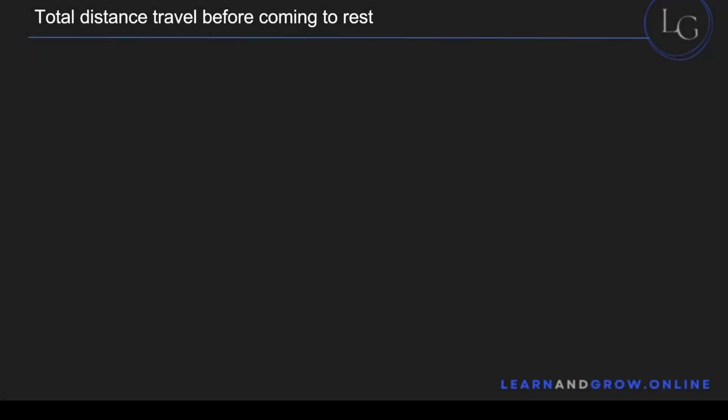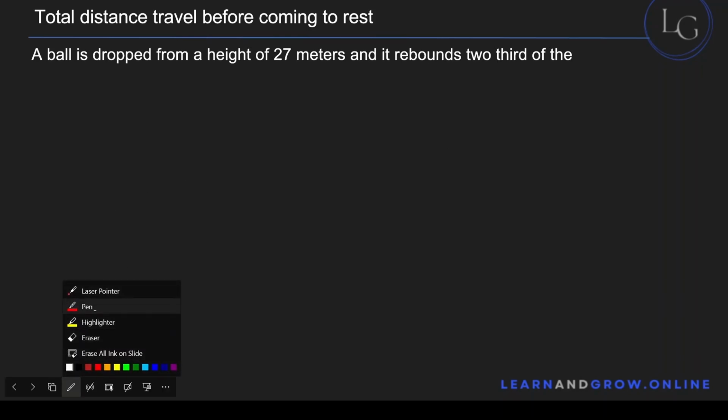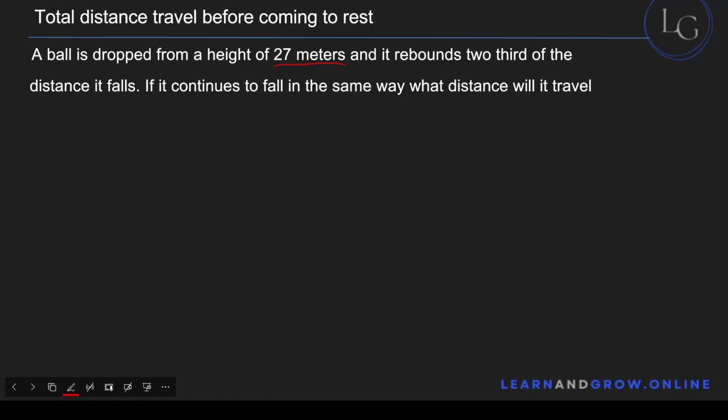This is an interesting bit. You'll use the geometric series on a real world problem. We have to find that a ball is dropped from the height of 27 meters and it rebounds to 2/3 of the distance it falls. If it continues to fall in the same way, what distance will it travel before coming to rest?